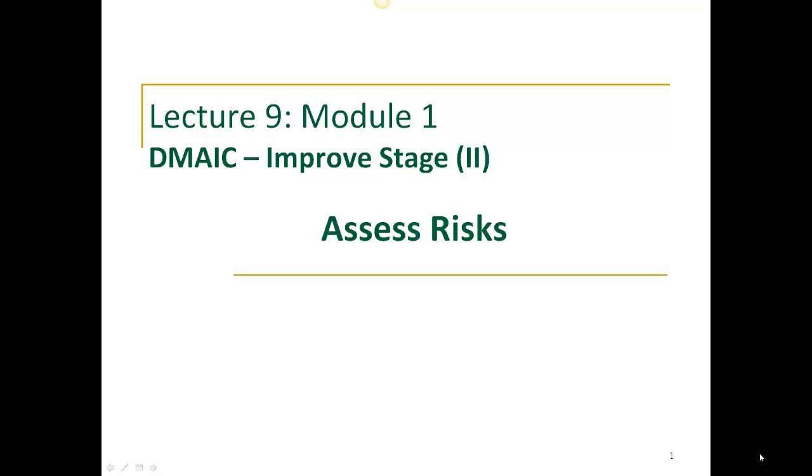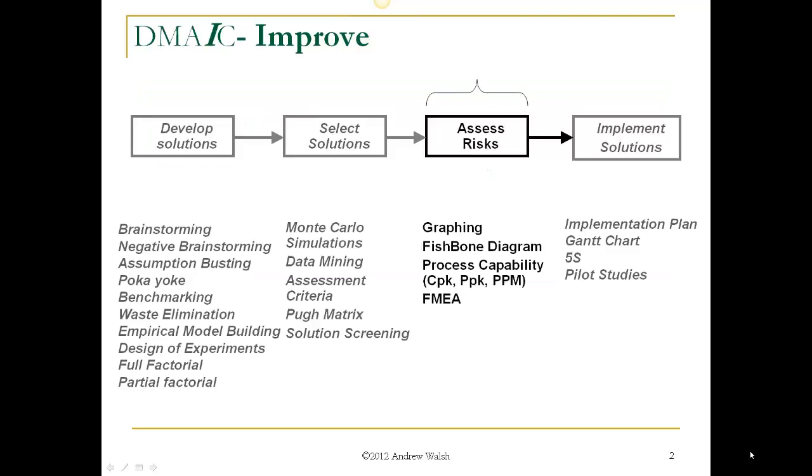Lecture 9, Module 1, DMAIC, Improve Stage Part 2, Assessing the Risks. In this module, we'll look at assessing risks using graphs, fishbone diagrams, process capability analysis, and FMEAs.